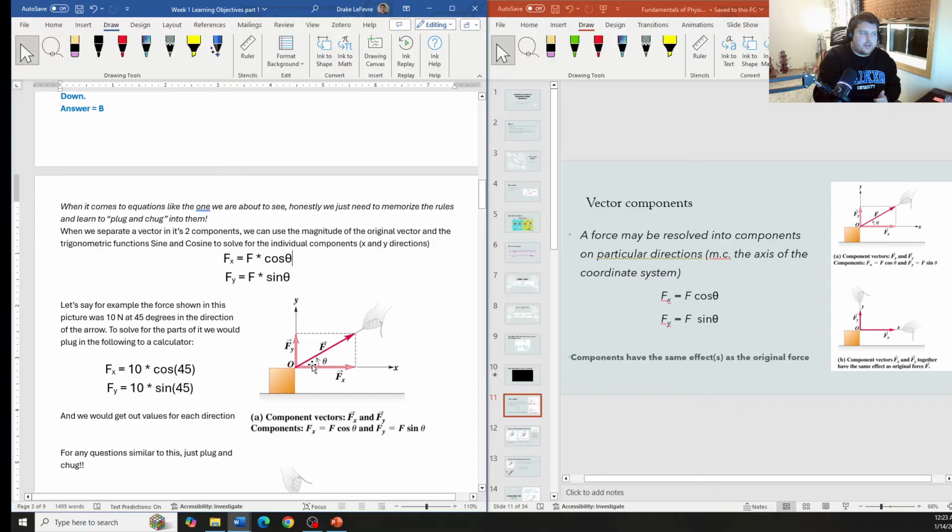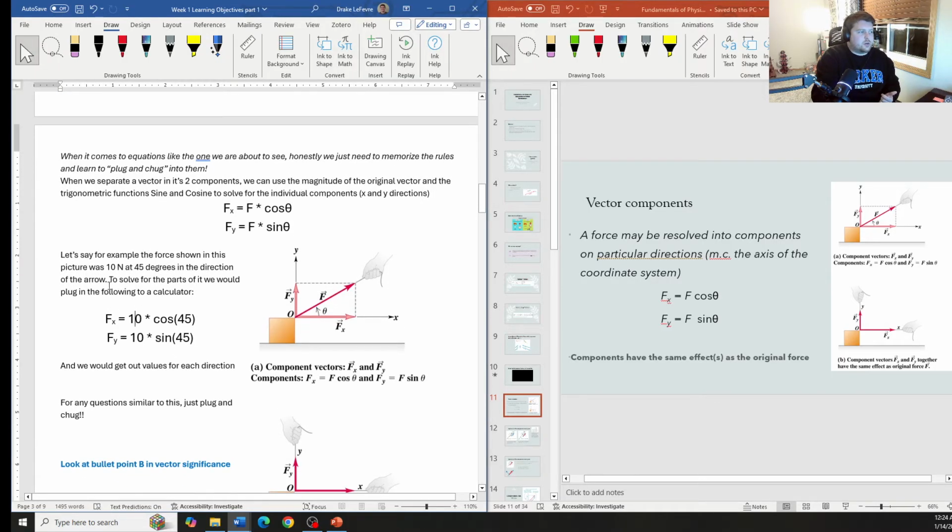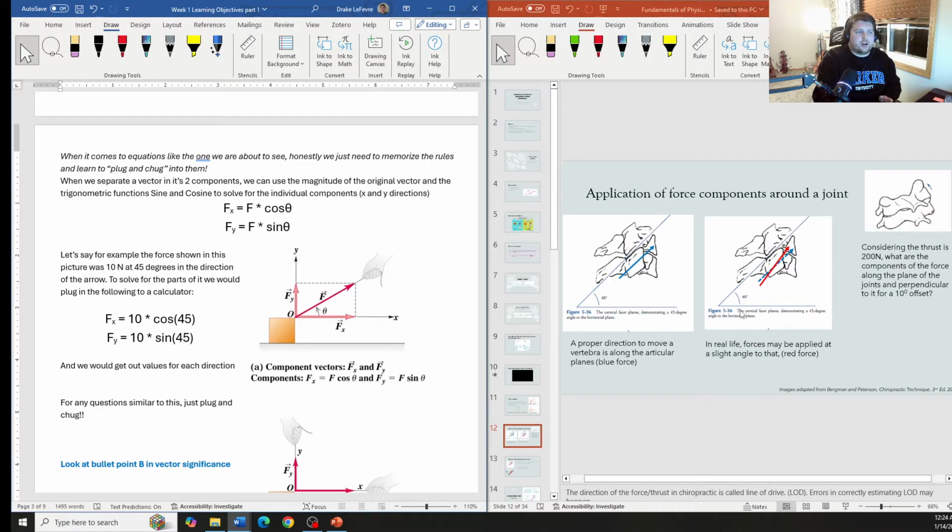So right here, here's our theta value from parallel to the x-axis. How many degrees up is it? So that's our x force. In this case, this practice question was you have 10 newtons at 45 degrees in the direction of the arrow. So we plug in our numbers. The force is 10 newtons. The cosine is of 45 degrees. And we would just plug those into the calculator. It'll give us our values, and then we can answer the questions. It's as simple as that. We don't want to make this too complicated and try and overthink it. All right?